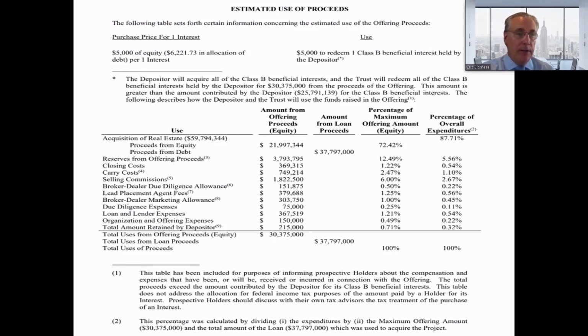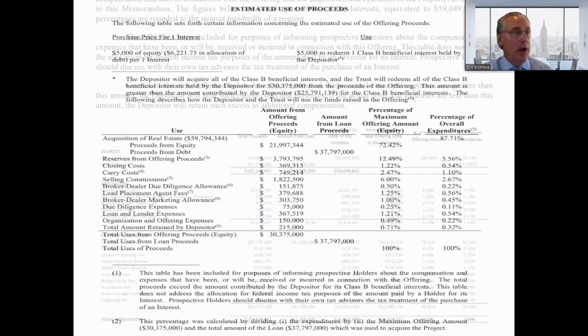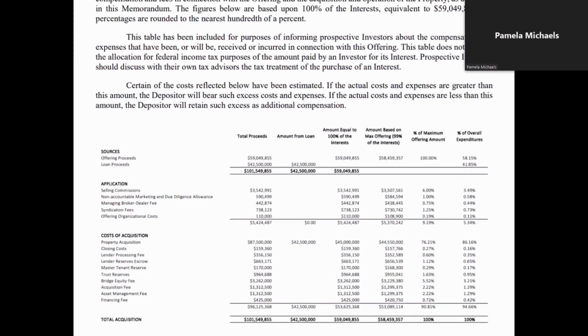So simple way, you go to the estimated use of proceeds page in the memorandum to get that information, but just looking at the percentages here, it's hard for you to tell what's the actual cost. Now we're going to go to another one here. Eric, where did you get? We'll go back to the other slide and I'll show you case 2.